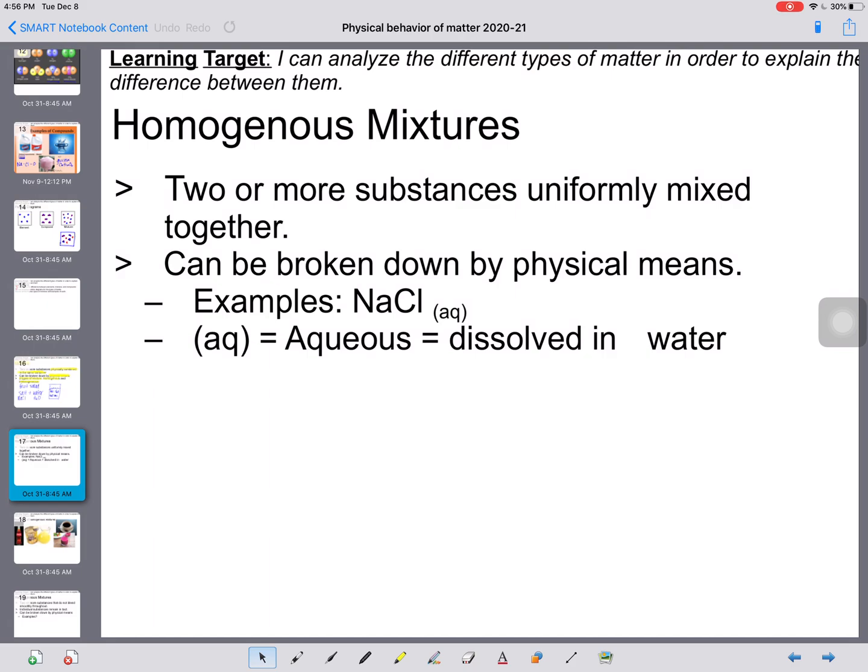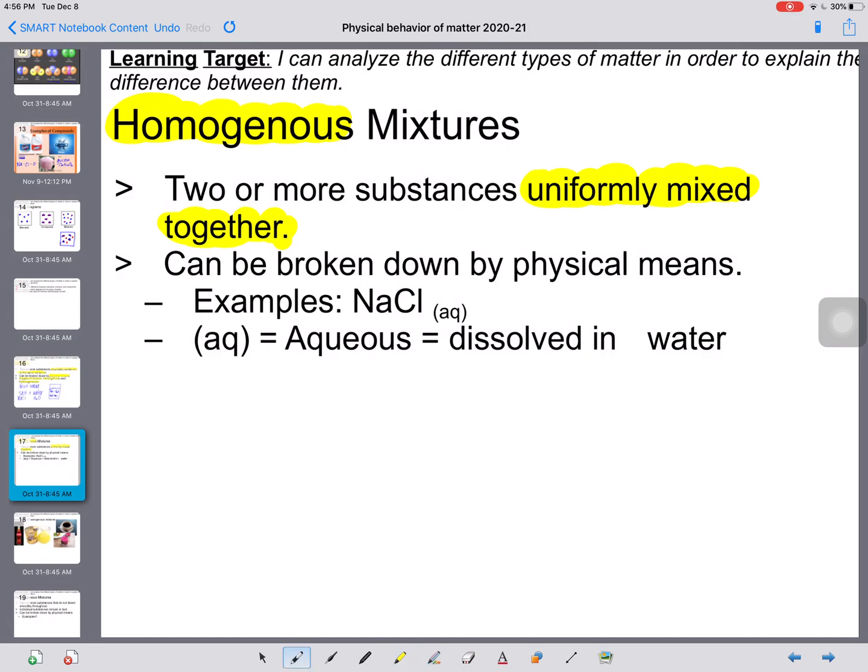So a homogeneous mixture is a mixture where two or more substances are uniformly mixed together, okay? Uniformly mixed together means that they have a constant composition. They're blended, they're smooth, there's no chunks in them. You can't see the individual pieces of the mixture. It just appears to be like one thing, but it is a mixture, okay?